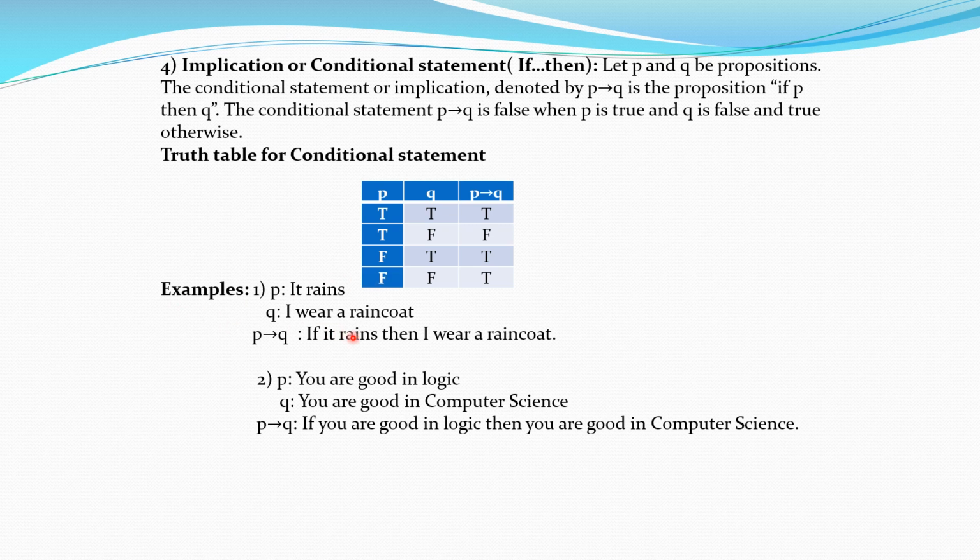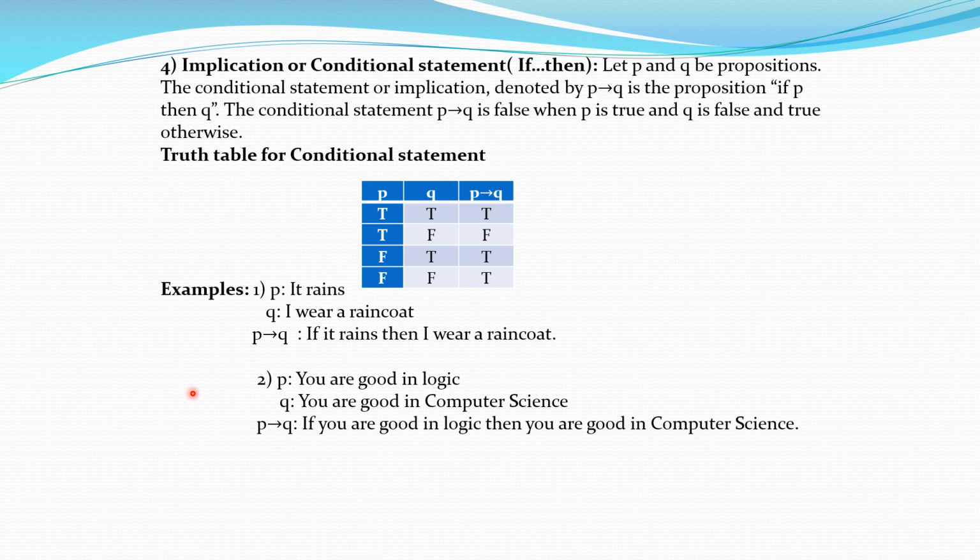Now see the logical connective if then, how to use it if P and Q are given. Now P is the statement it rains. Q, I wear a raincoat. Now what is P implication Q? So it is nothing but if P then Q. So in English we write this statement as if it rains then I wear a raincoat.